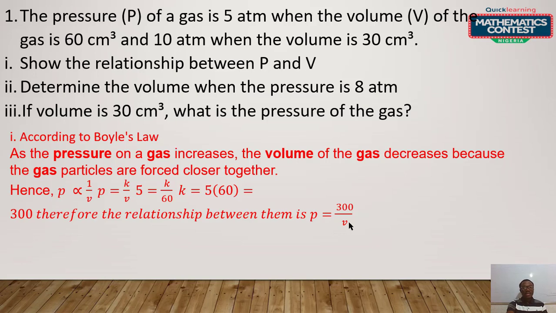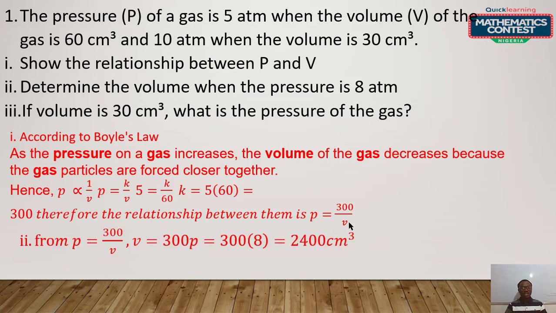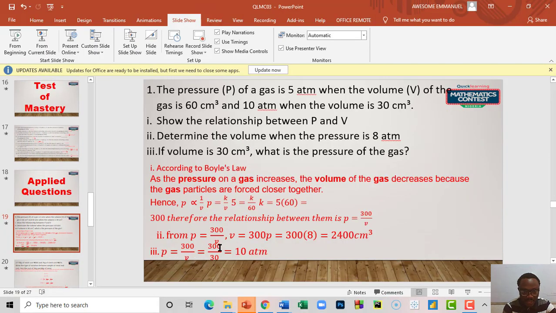Now, the next question says we should determine the volume when the pressure is 8 atm. The pressure is 8, and I want to determine the volume. The volume will be 300 divided by P, because we want to get the volume.